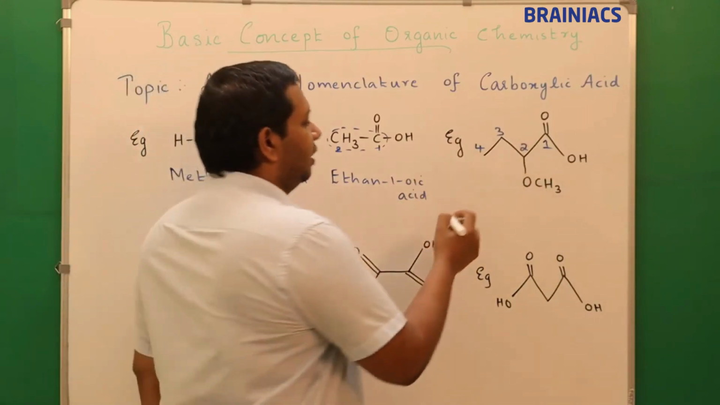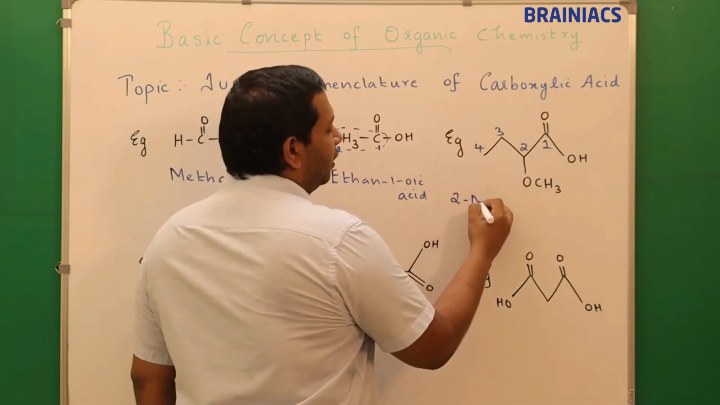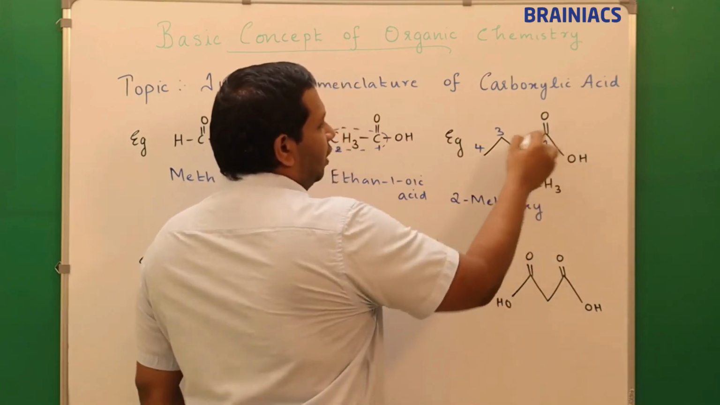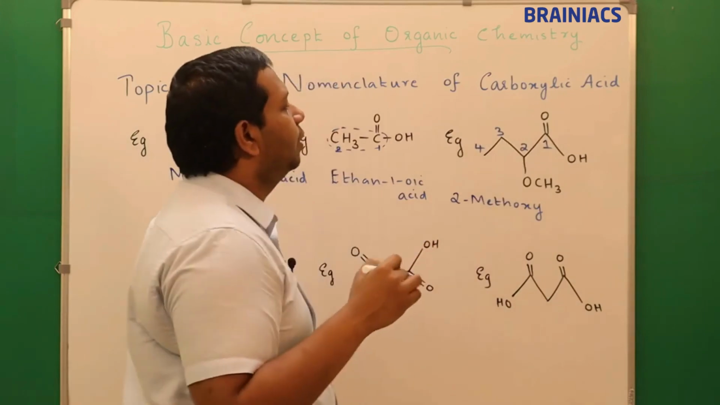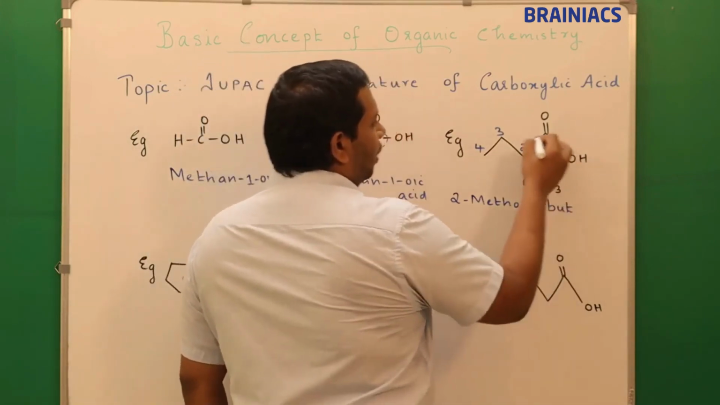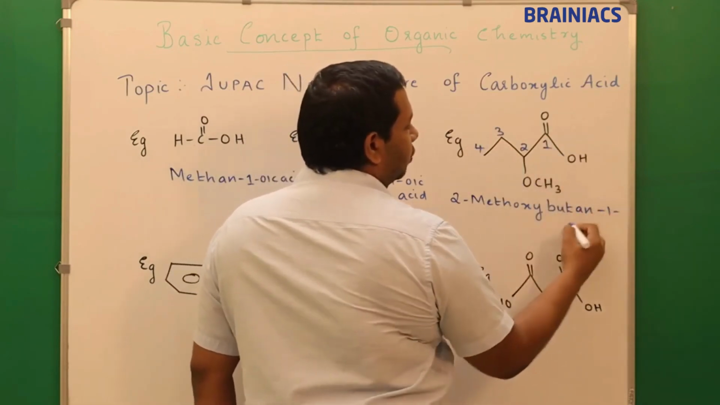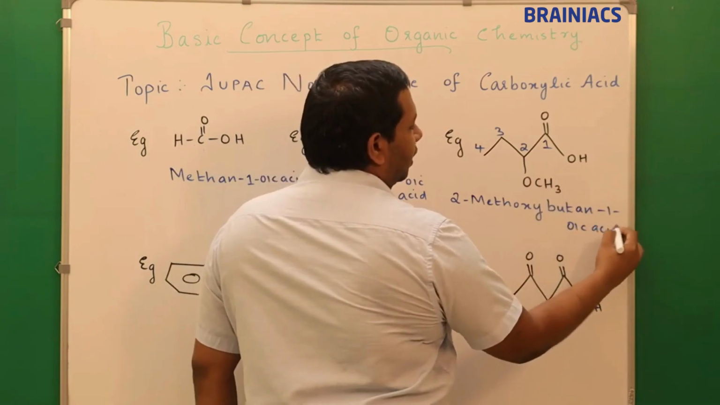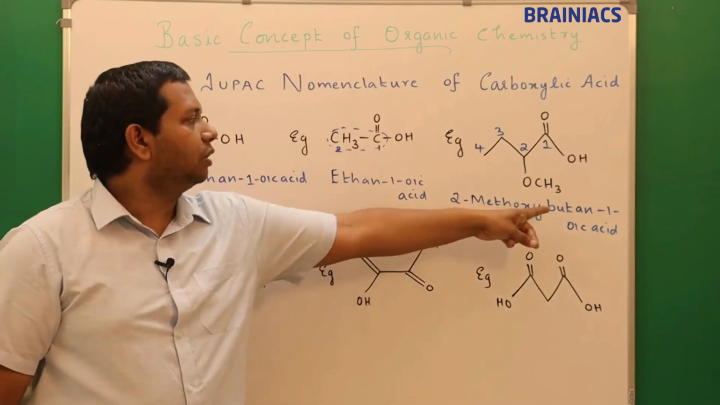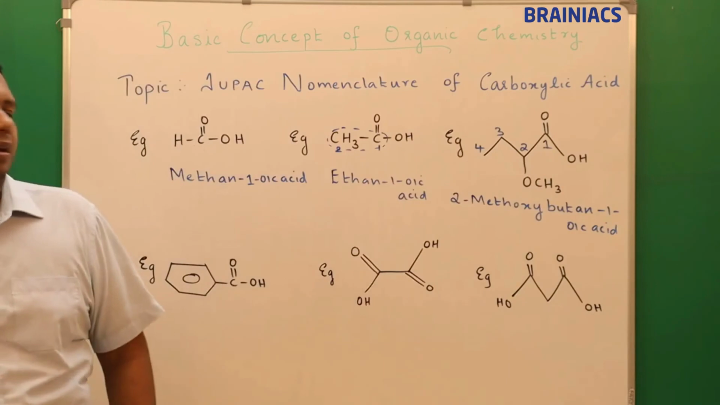So what is the substituent here? 2-methoxy. First I will write the 2 prefix, that is 2-methoxy. Correct? How many carbon atoms are there in the parent chain? 4 carbon atoms. So I can say but, 2-methoxy, but. All are connected through single bond, so I can say butane. Then at the first position there is oic acid. So I can say 2-methoxybutane 1 oic acid. Understood?